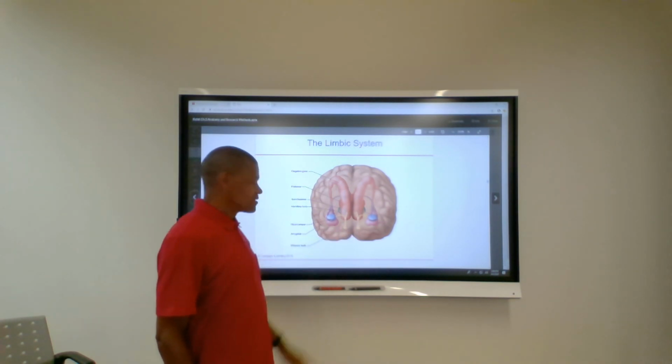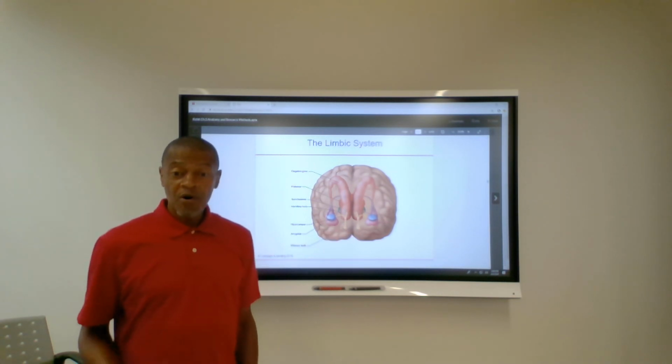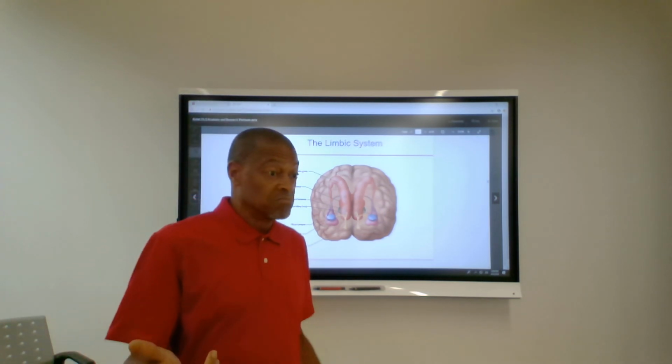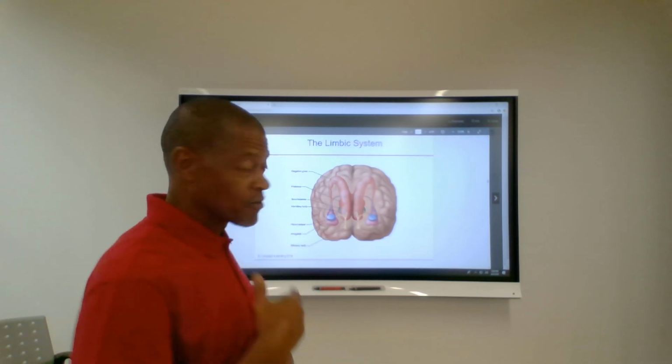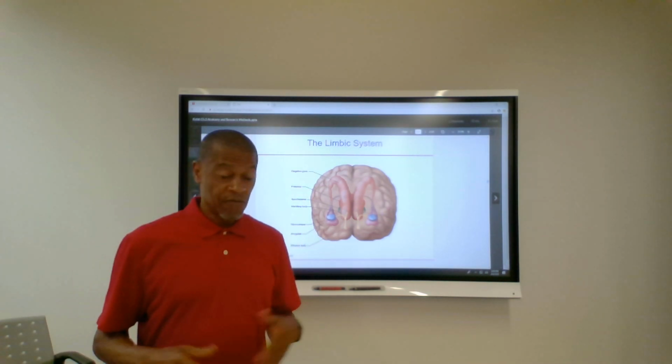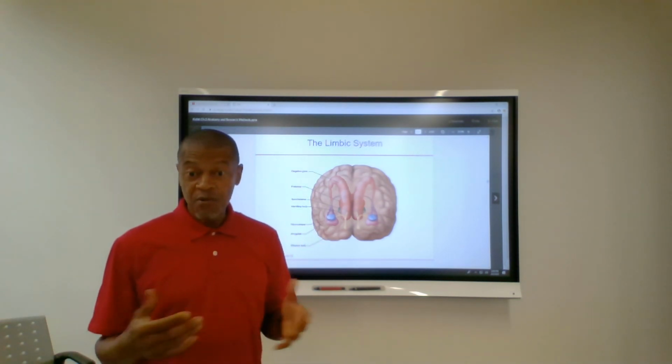In yellow there, the olfactory bulbs for smell. Smelling has a real impact on how you deal with your emotions. Certain perfumes, colognes, or certain smells, like even for a dog or a cat, they can smell fear.